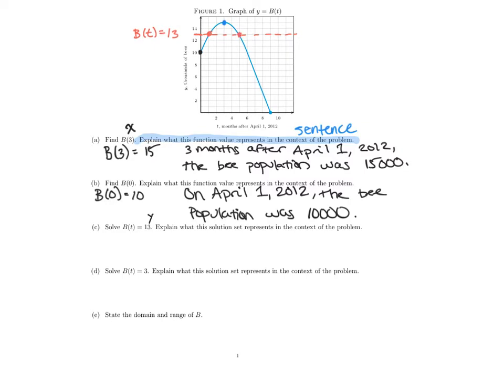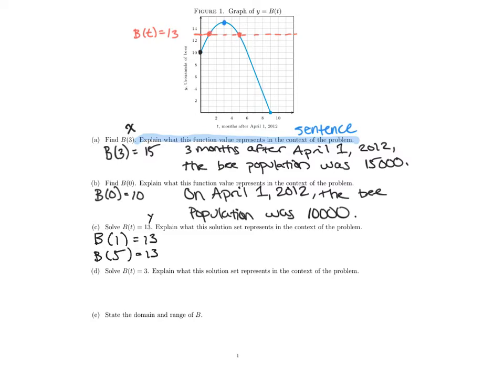So we're given that y value, that bee population, and it looks like we have that specific population of 13,000 after 1 month and 5 months. So we can say that B of 1 is equal to 13 and B of 5 is equal to 13. In this case, it's okay to have more than one value.